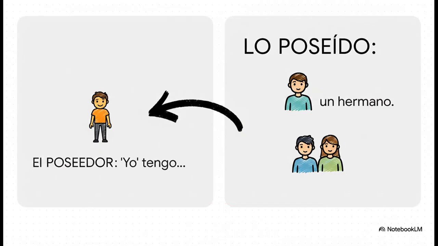And this chart just lays it out perfectly. Take a look. The owner, el poseedor, which is yo or I, that part stays the same. The thing that changes is lo poseído, the thing that's possessed. Is it one brother or is it 2 brothers? The possessive word couldn't care less about who the owner is. It only cares about what comes after it.